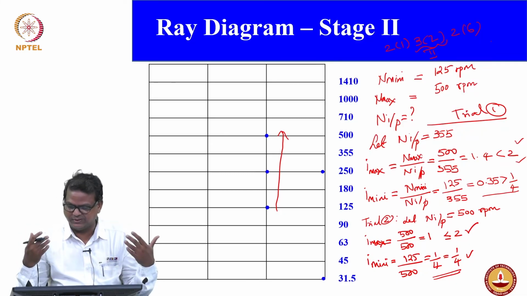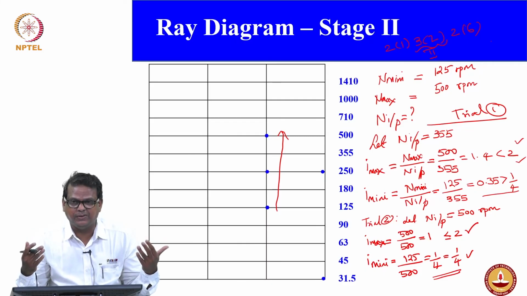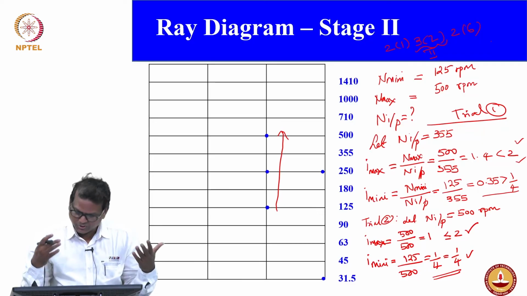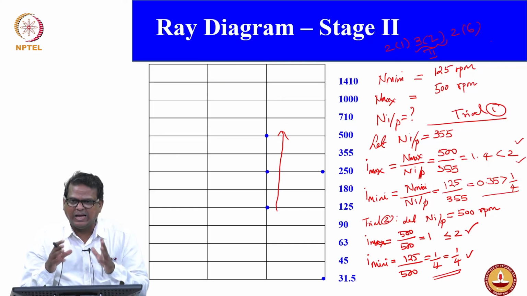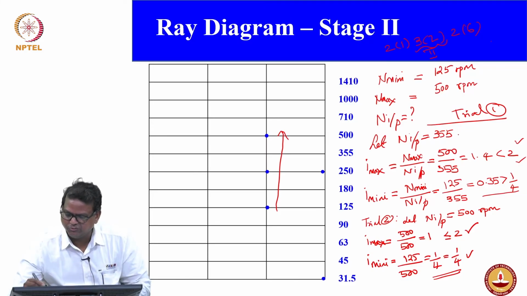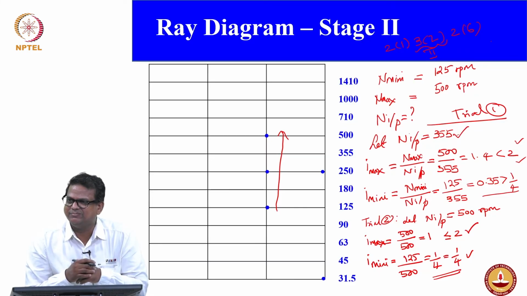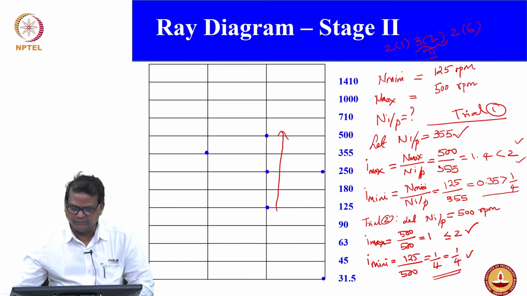So, we can choose either way, 0.357 or 0.25, but it would be nice to have 355 rpm, which will be a little bit safer. When the option is given, it is better to choose it. So, I would choose the input rpm of stage 2 as 355 rpm rather than 500 rpm. So, this would be your 355 rpm as an input to stage 2.